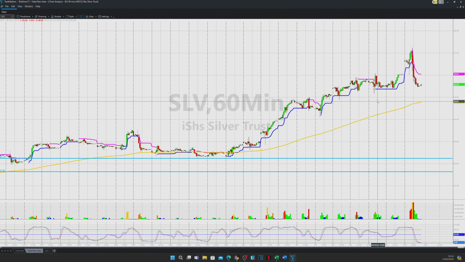Let's check it out on the 1-hour chart. Again, it could rest on the 25 for a retest. You can see the divergence. So if it breaks here, the 25, 18, 17 here.